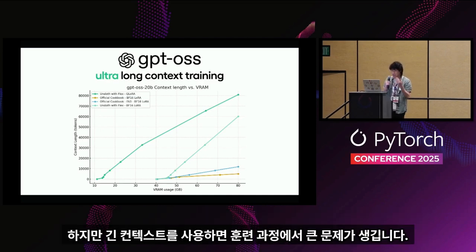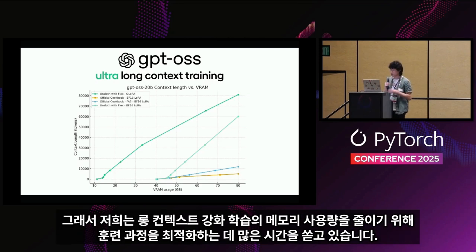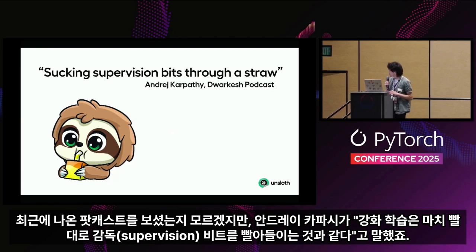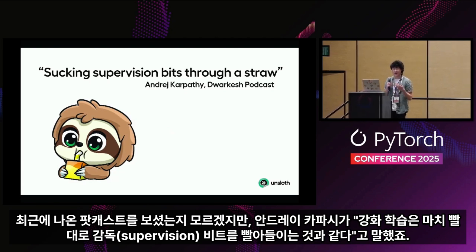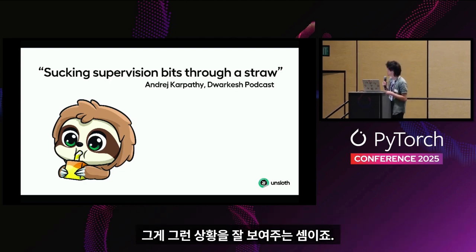But if you do long context, you have a big problem with the training process. Training with long context will use a lot of memory, and so we spend a lot of time trying to optimize the training process to reduce memory for long context RL. I'm not sure if you saw the recent Dwarkesh Patel podcast, but Andrej Karpathy said RL is kind of like sucking supervision bits through a straw. We actually do have a sticker that is representative of that.